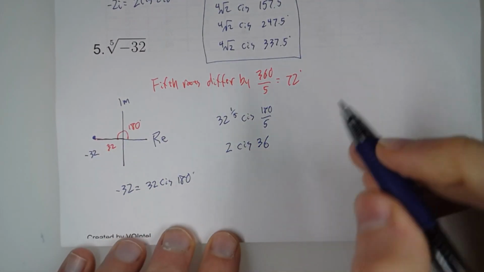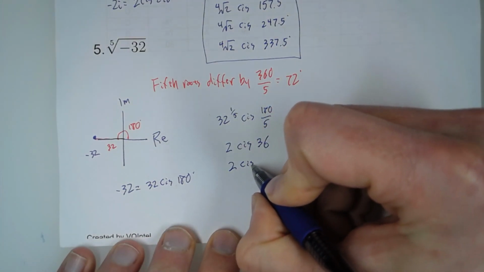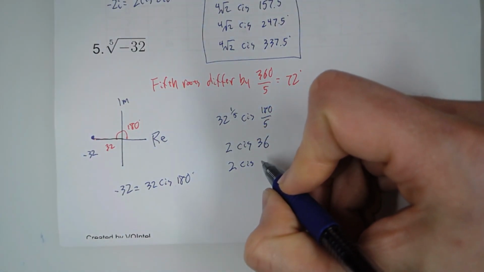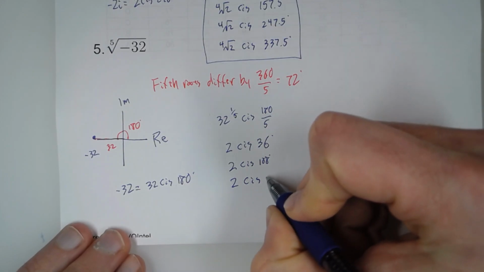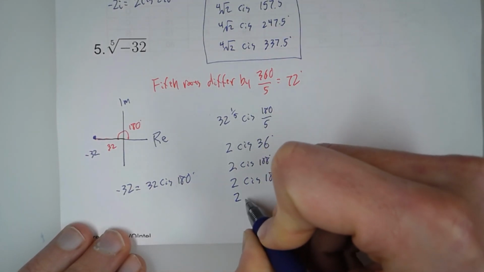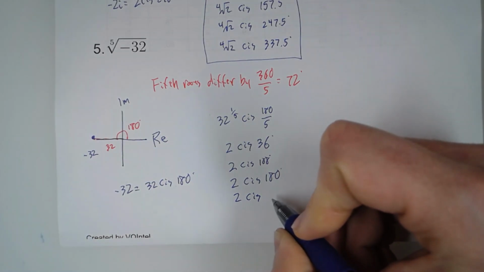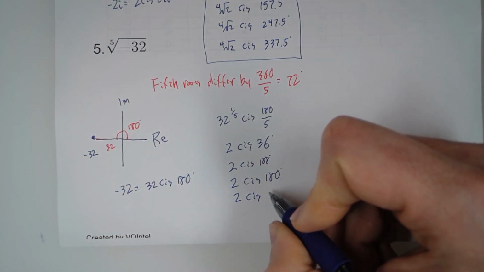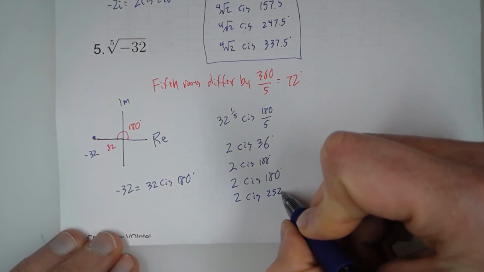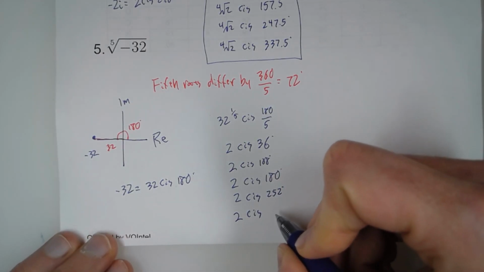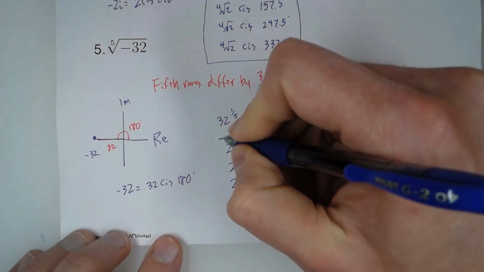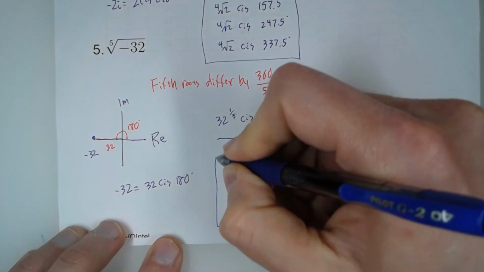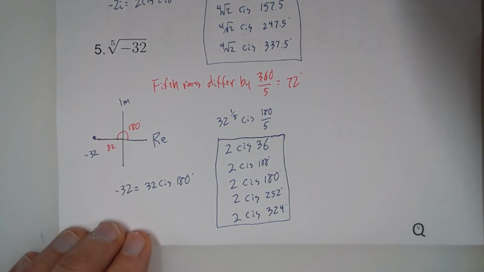So now we have to keep adding 72. So 2 cis, and now we add 72 and we get 108. And we get 180 when we add it again. Oops. We get 252. And we add 72 again. We get 324. So those are our 5 5th roots of negative 32.